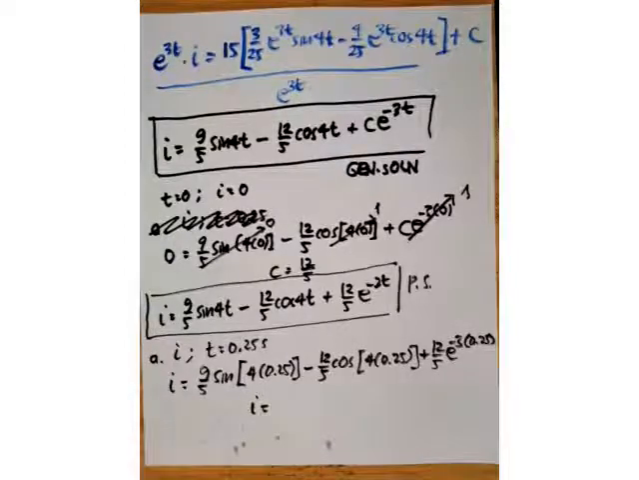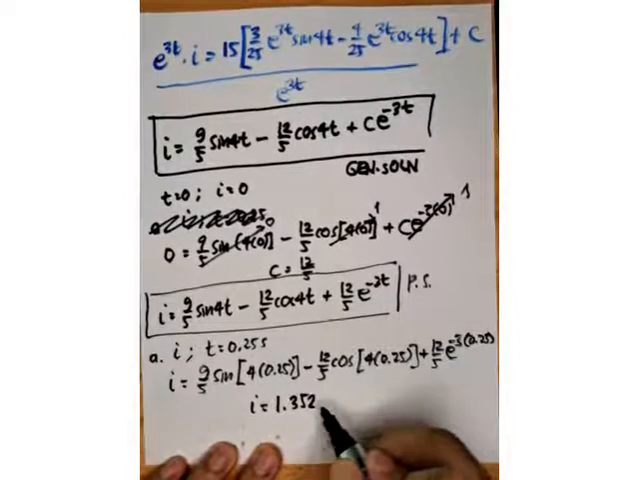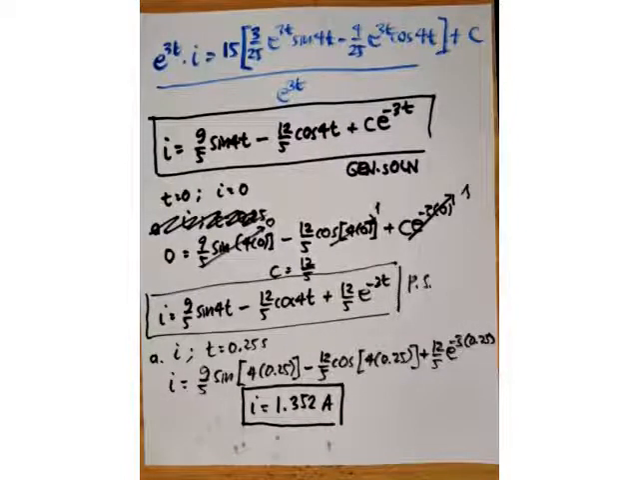So mode, shift mode, radian. Okay, 1.352 ampere. Okay.